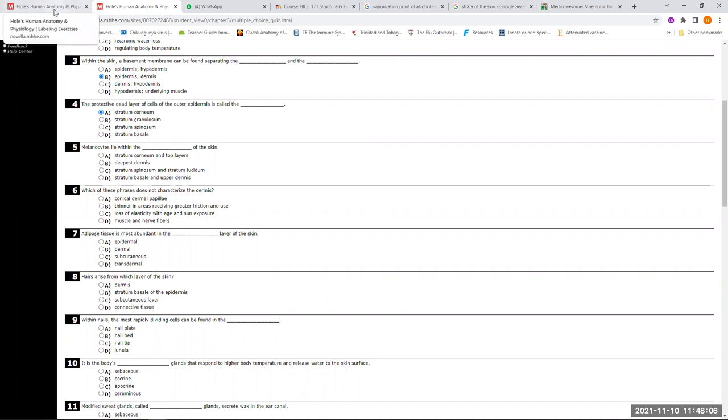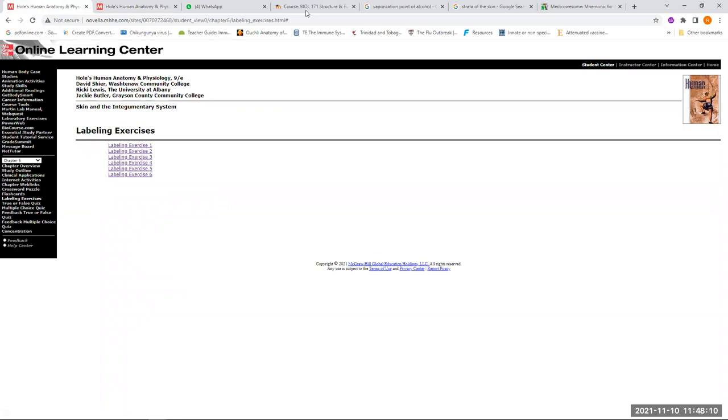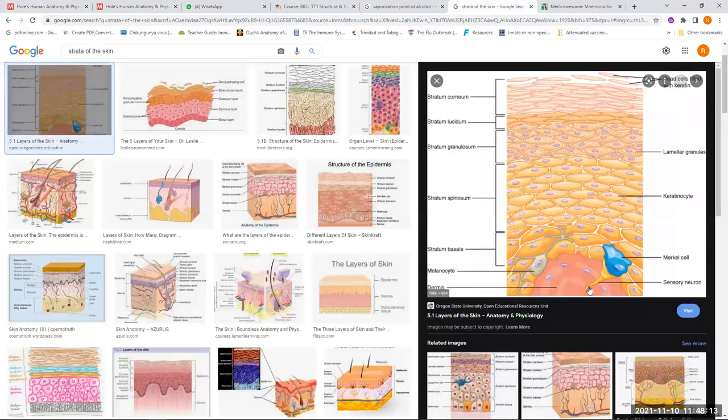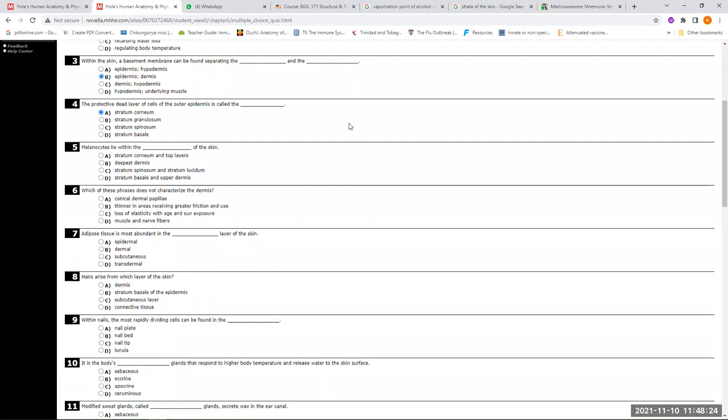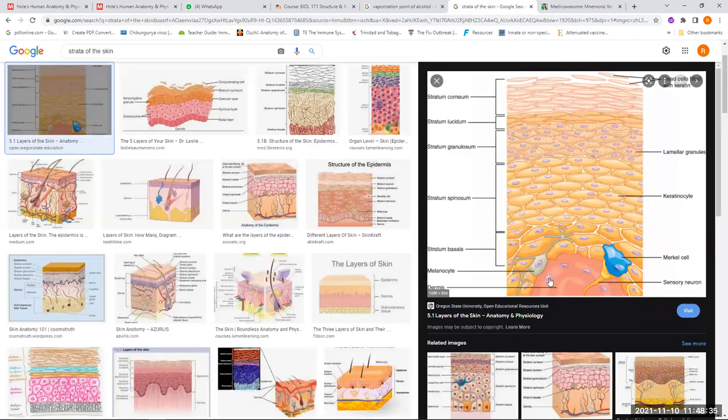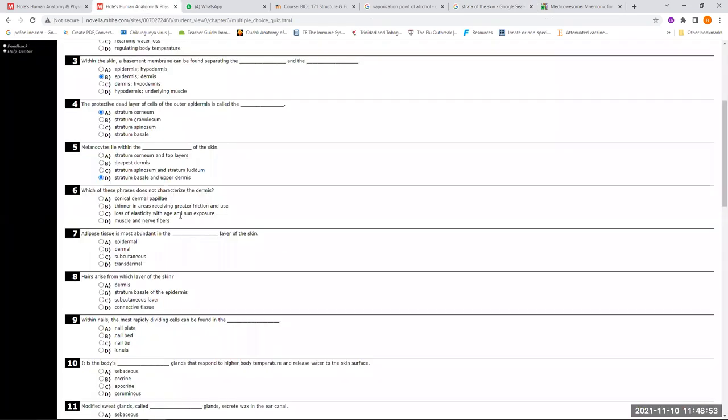Can't remember that one. You all remember that one? Where did we see the melanocyte? Here is the melanocyte. So where is it? What layer is it in? Between what two? Basale and somebody. Let's have a look, see? So the melanocyte is between the basale and the upper dermis, because this layer here is the dermis. So between them, you have the melanocytes. Make sense? Yeah. Between the basale and the dermis. Sure. Good. Let's go again. Which of these phrases does not characterize the dermis?